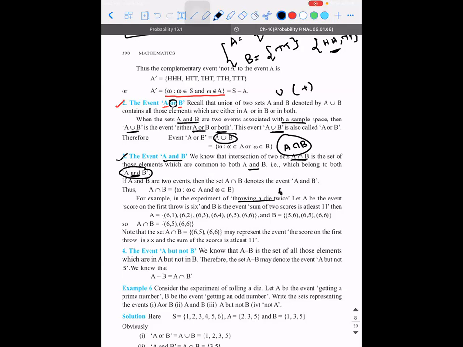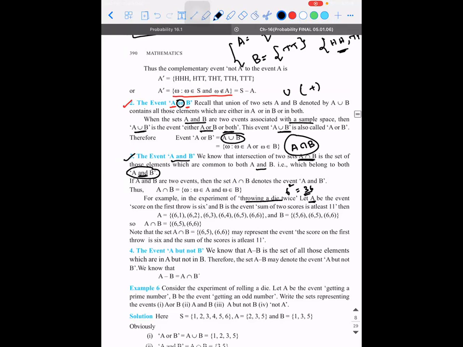6 power 2. That is, you will have 36 outputs. Out of those 36, the sample space, that is a universal set, contains 36 elements in it, 36 ordered pairs. From this, I'm trying to define an event A. So how is it defined?